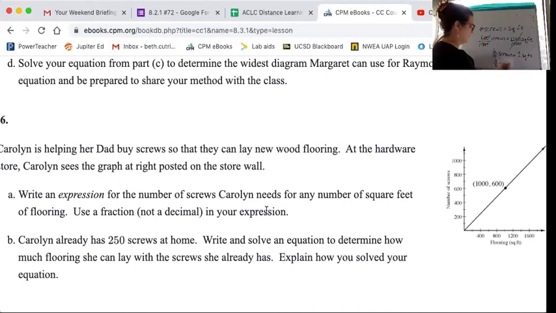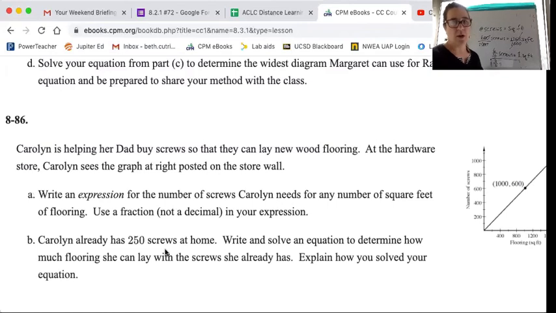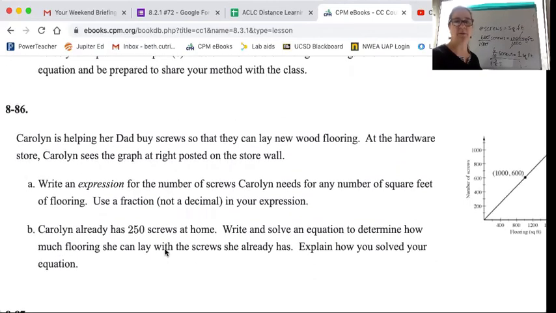Let's put S for screw. So here we have our expression for the number of screws. Technically, if it's just an expression, it doesn't have an equal sign in it. But that's our expression for number of screws per square foot. So she already has 250 screws at her house. Cool, right? And did they tell us how many square feet? Write and solve an equation to determine how much flooring she can lay with the screws she already has. Oh, without buying any. Interesting.